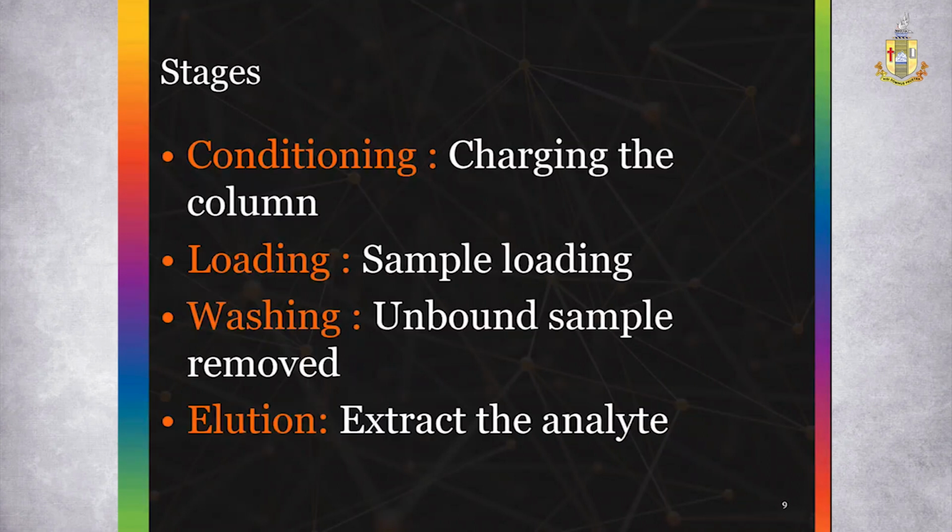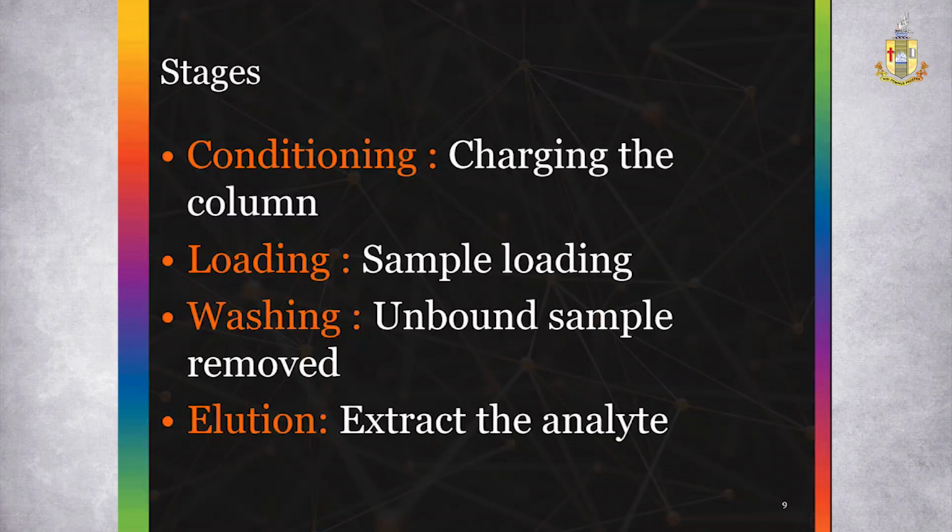There are 4 stages: conditioning, loading, washing and elution. First, we charge the column. The stationary phase is a cellulose matrix with the addition of fixed ions. If we separate positive charge, we apply negatively charged molecules so that the positive charge attaches with the negatively charged particles and the positive ions are separated.